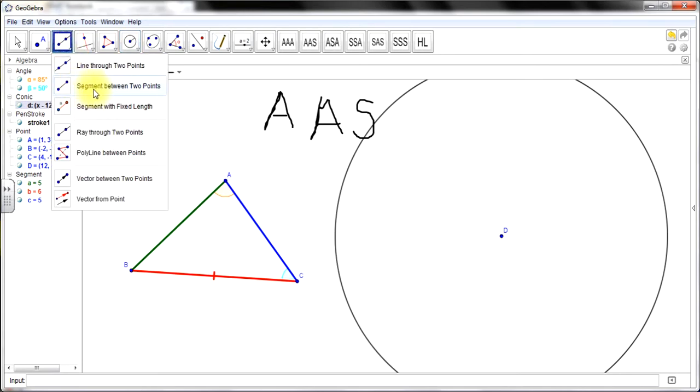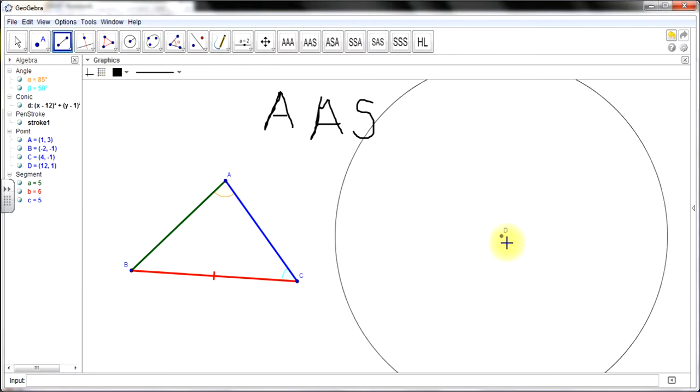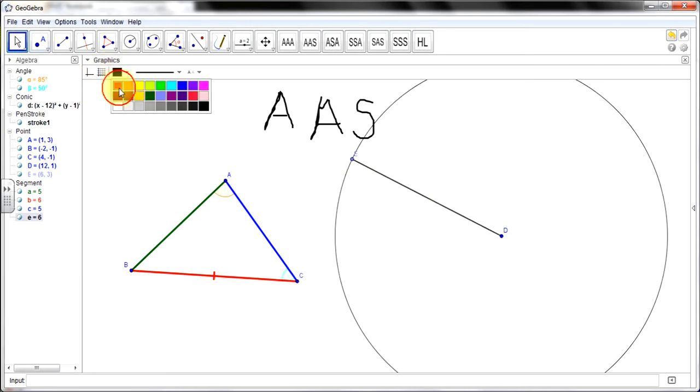So I'm going to grab my segment tool. I'm going to click on D. That's going to be the endpoint of my segment. And then the other endpoint is just going to be some point on the circle, really. It's just a radius, right? So now we know that segment ED, no matter where it looks, is congruent to BC because we made those lengths the same. So I'm going to make ED here red, just like the segment I'm making it congruent to. And if you click this segment here down at the bottom, you can click on the scroll bar there and make your line thicker.